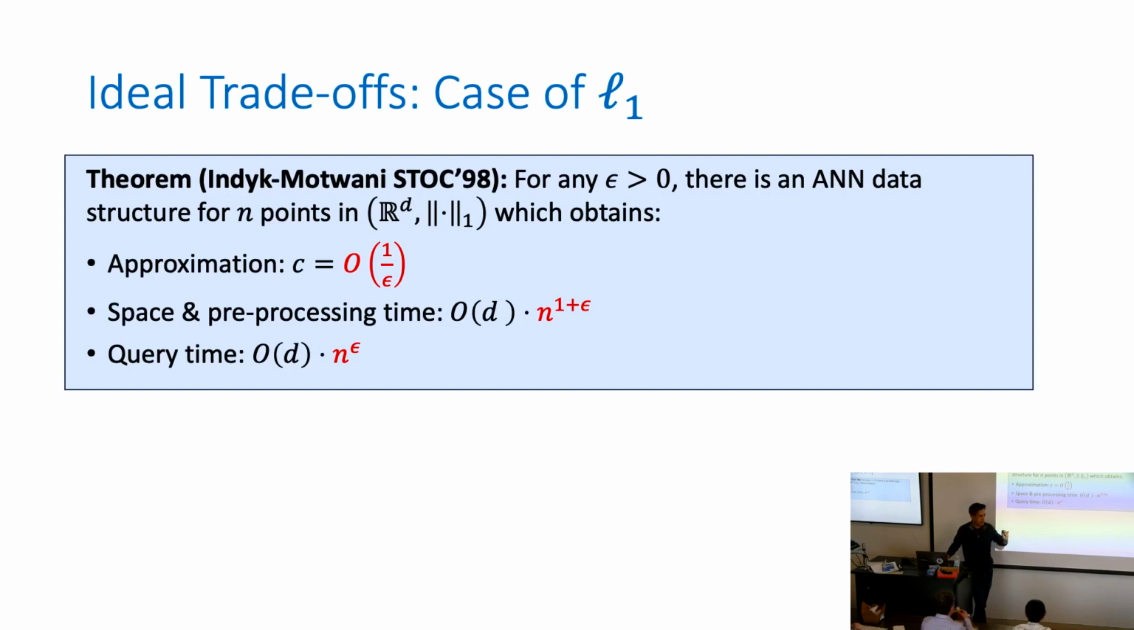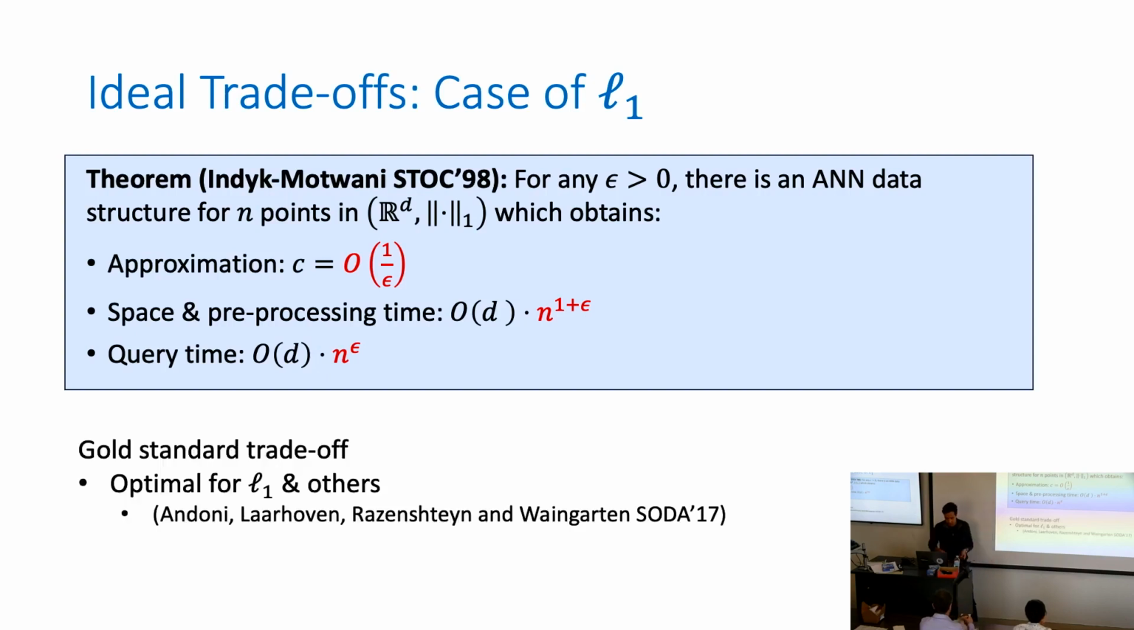I think for the rest of the talk, the important trade-off here is between the query time and the approximation. The space and preprocessing will almost always be n times the query time. So let's just think of the trade-off we're looking for as a 1 over epsilon approximation, n to the epsilon query time. That would be great. And this is also gold standard for a second reason, because it's actually optimal.